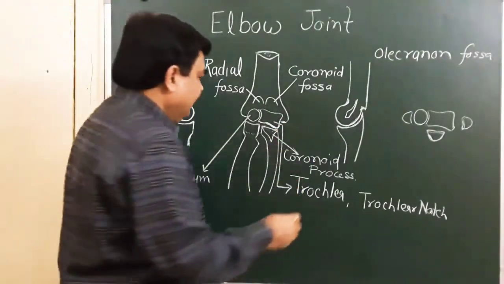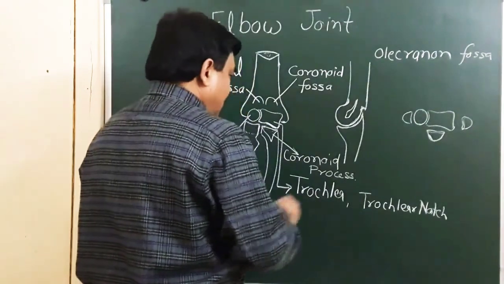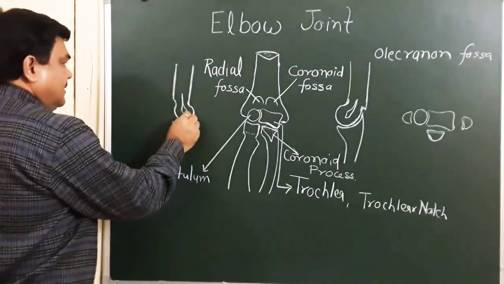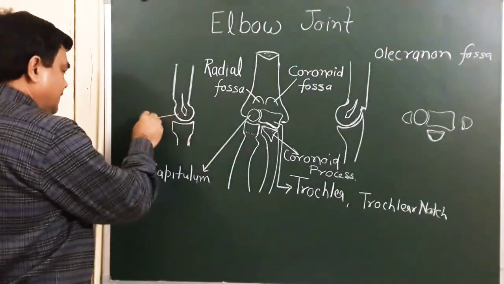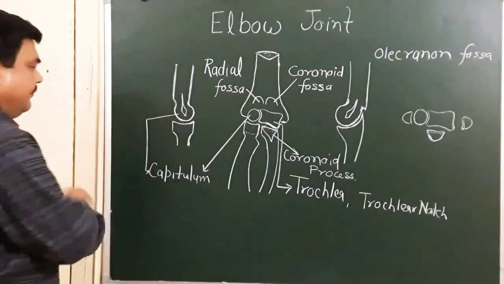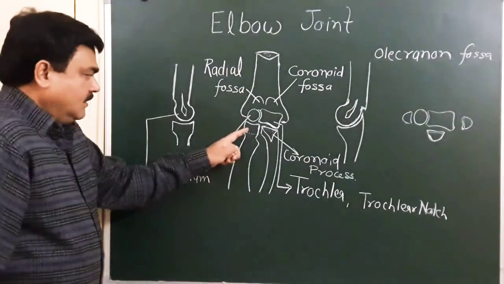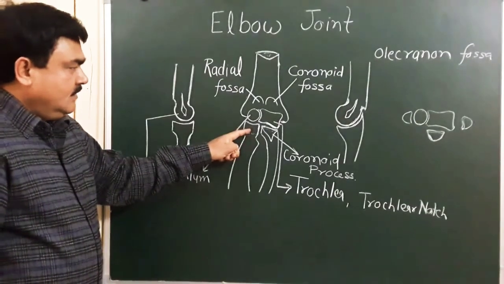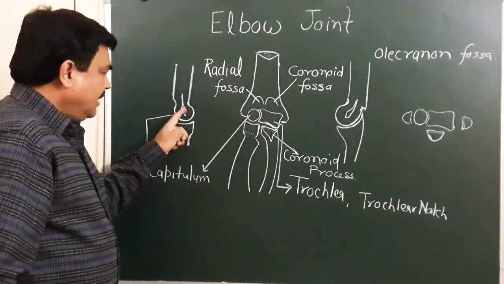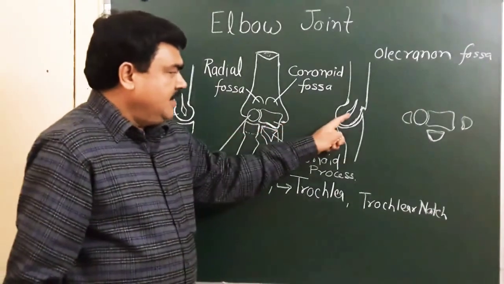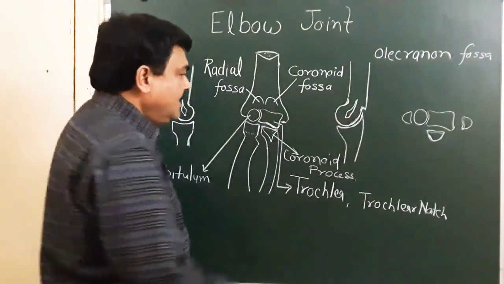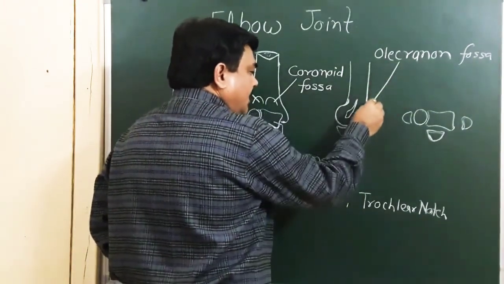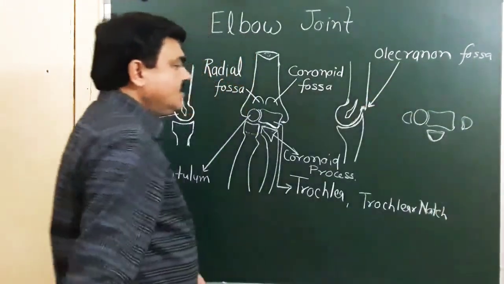In this diagram, this is the trochlea. Here is the capitulum. This is the head of radius. This is the lateral epicondyle. Here is the medial epicondyle. Here is a depression, that is the olecranon fossa.